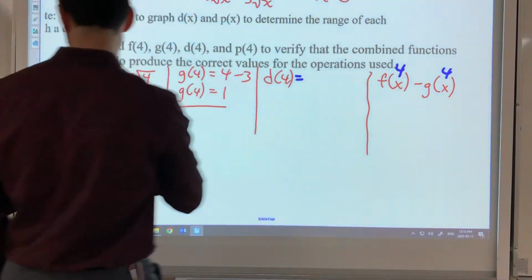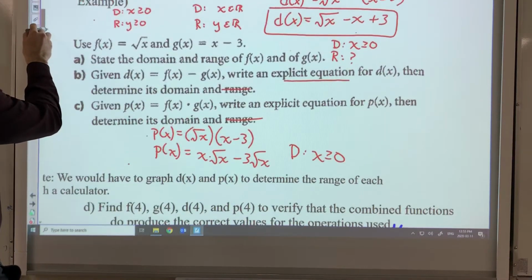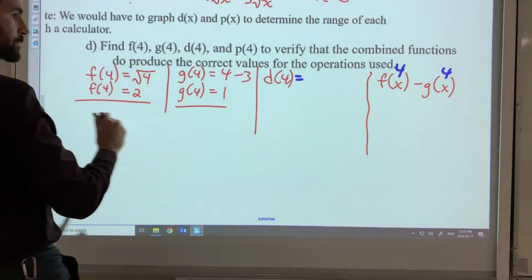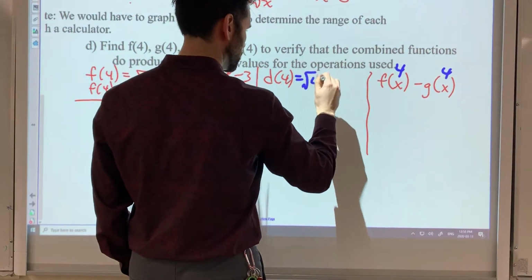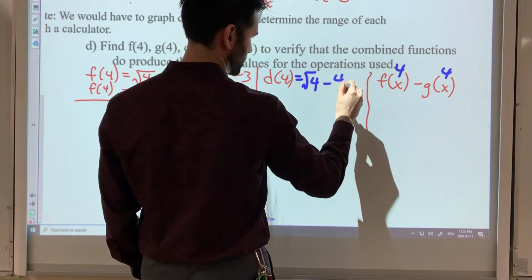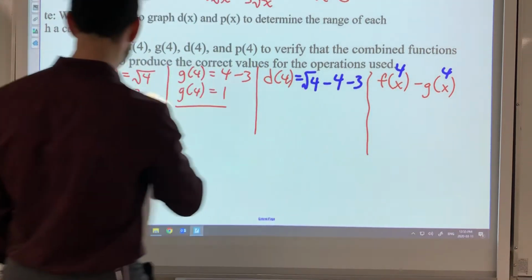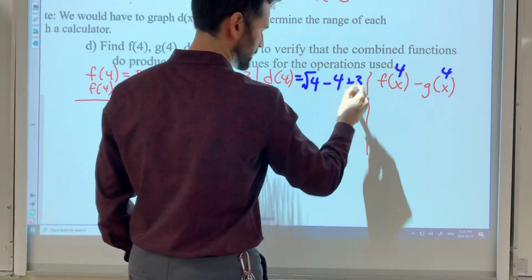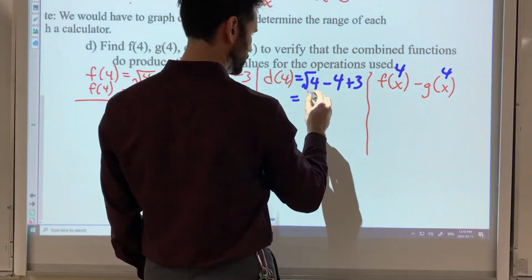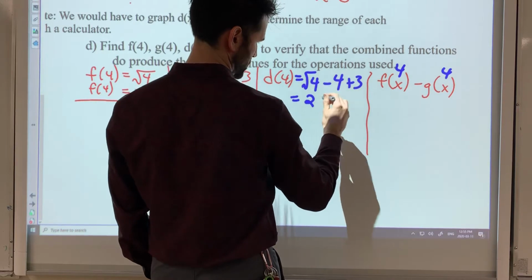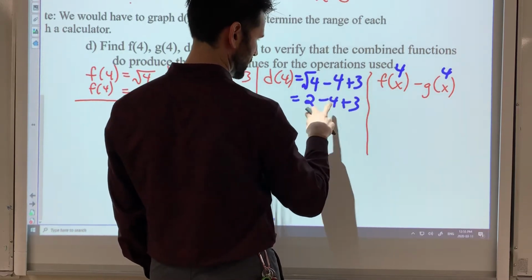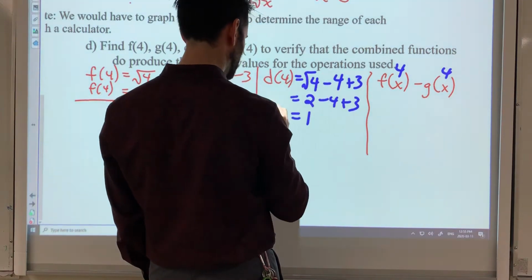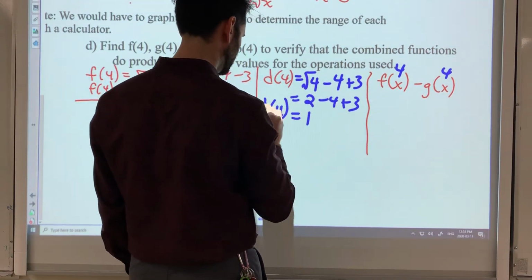Now, I already forgot what our function was. We had, right, square root of x minus x plus 3. So it would be square root of 4 minus 4 plus 3. I feel like there was a plus. Plus 3. There. So this is going to be 2, subtract 4 plus 3. So we get negative 2 plus 3, so we get 1. So d of 4 is 1.